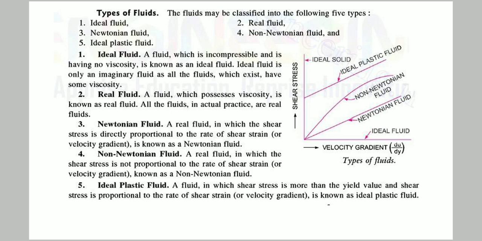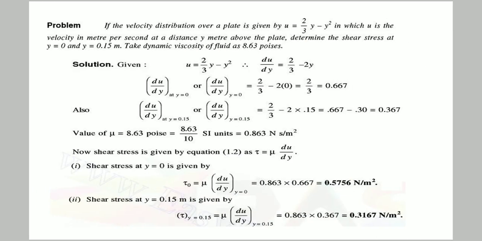So you could see the shear stress to velocity gradient diagram here, by which we have classified the types of fluids. So let's see a problem. If the velocity distribution over a plate is given by u equal to 2 by 3 y minus y square, in which u is the velocity in meter per second at a distance y meter above the plate, determine the shear stress at y equal to 0 and y equal to 0.15 meters. Take dynamic viscosity of fluid as 8.63 poises.